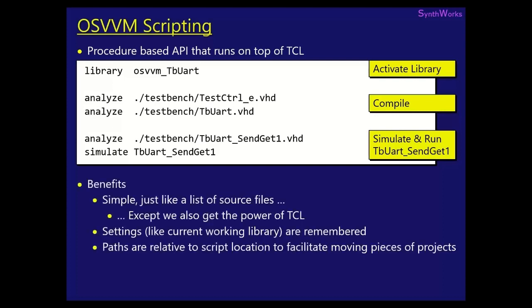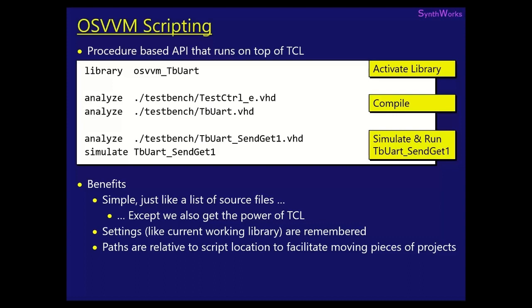So anyway, what we're doing is simple. It's just like a list of source files that you had to compile, except when I had a list of source files that I wanted to compile, I found myself asking how do I specify the library? I was doing stupid things like OSVVM_tbuart.lib, and then it would see the lib extension and say, this is a library, and I need to do a library thing with it. Except we also get the power of Tcl if we need it. Hopefully you never need it.